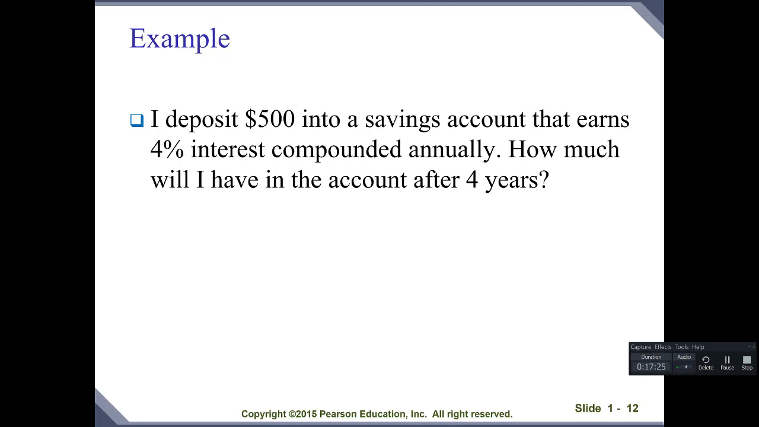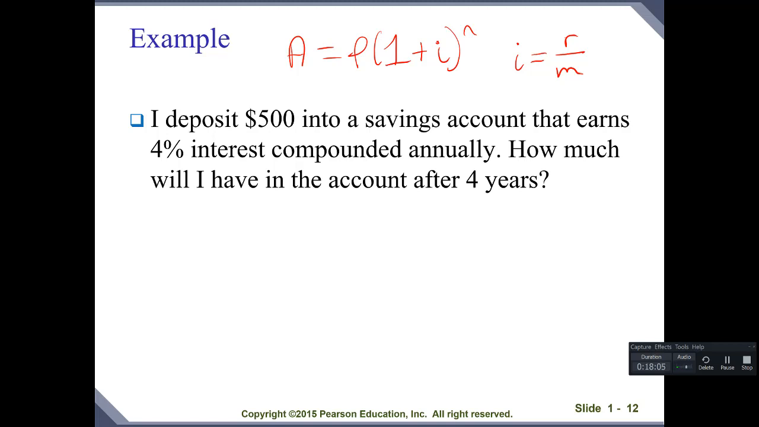So let's look at some examples, and we're going to use the formula as your book describes it. In each of these cases, I'm trying to find future value. I'm trying to find A. So our formula is A is the principal or the present value times 1 plus i to the n. And i is our interest rate divided by how many times a year the interest is compounded. r is interest rate, m is how many times a year interest is compounded.